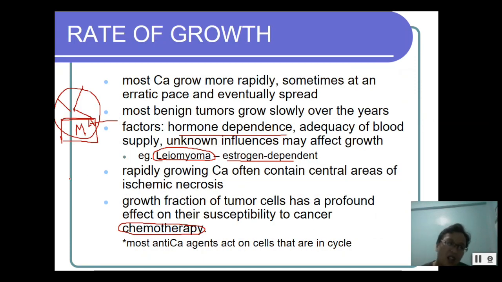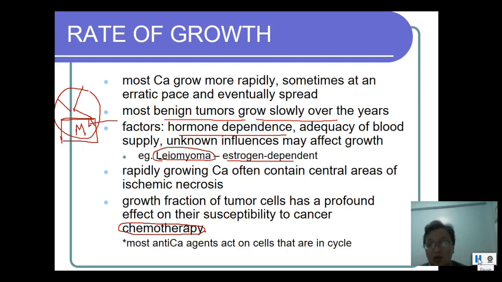Now, what affects the growth of tumors? First, we note that most cancers grow rapidly. However, why is it that some are fast, some are slow? Usually benign tumors slowly grow over the years. What are the factors that affect the growth? Number one, hormone. If the tissue is dependent on hormone, like for example, the breast is dependent on estrogen, the prostate is dependent on testosterone.